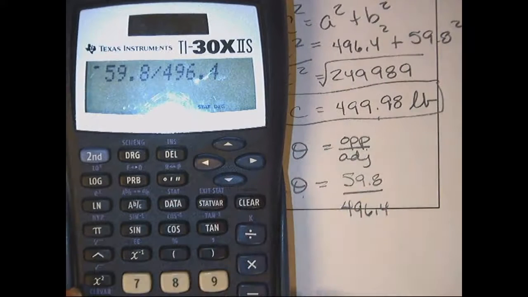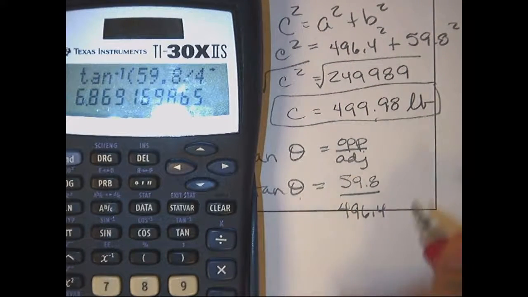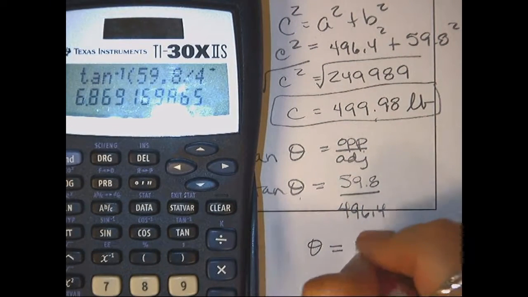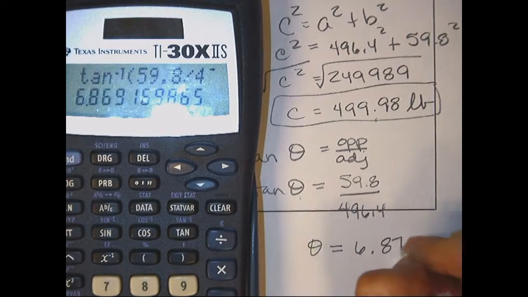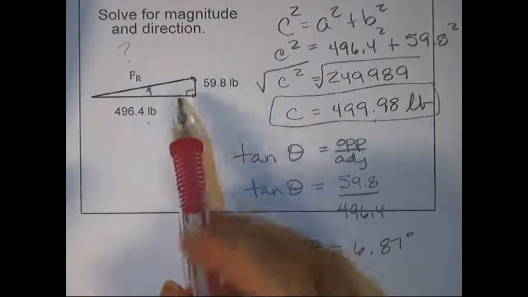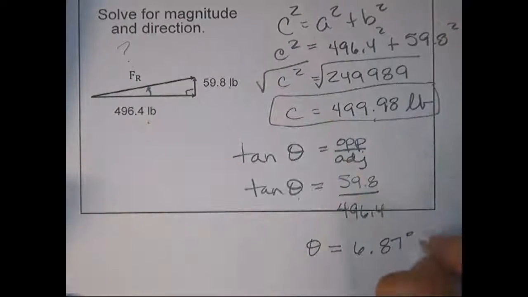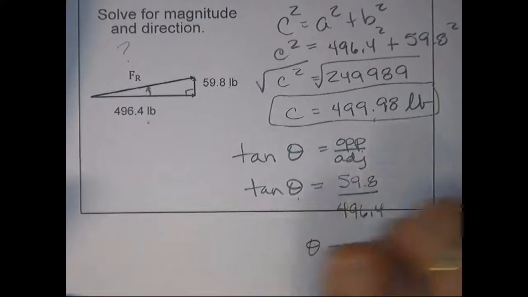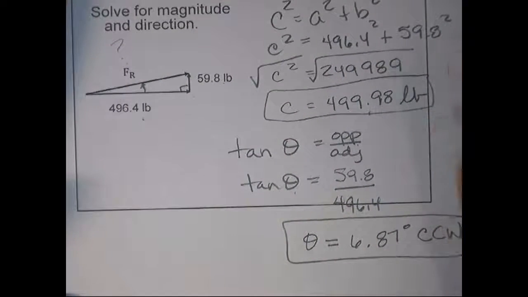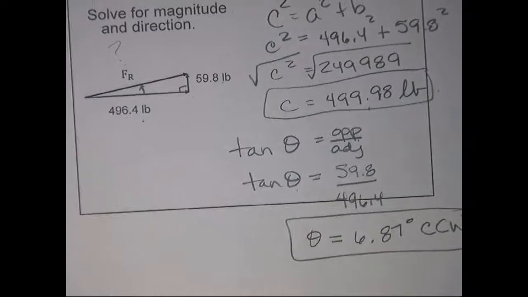So I just put that all in the parentheses, hit enter, and it gives me that this angle is a very small angle, 6.87 degrees. And which direction is that? That happens to be counterclockwise. So there's my magnitude and my direction for my final resultant force. Finish taking these notes, then you're ready to work on the activity.